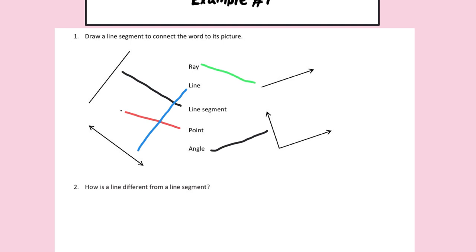Now that this is complete, let's look at our question down here. Question 2 reads, how is a line different from a line segment? So if we reference our picture above, we see that our line segment does not continue in either direction. Meanwhile, a line continues in both directions. So I'm going to write that down here.